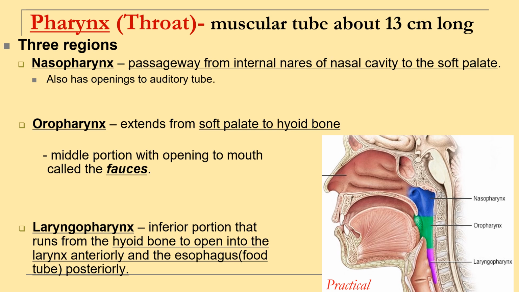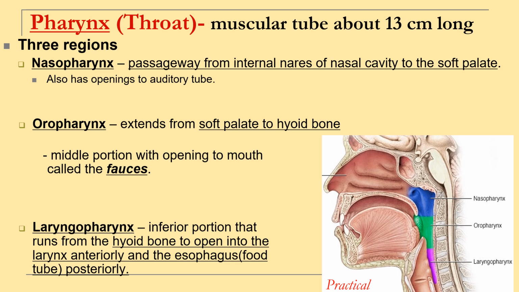And then lastly, we've got our laryngopharynx, the lowest portion here. We can see it in purple. It runs from the hyoid bone down to the split. The split is where we're going to make the decision to either go into the respiratory system with air, or go down the esophagus, down to the digestive system.